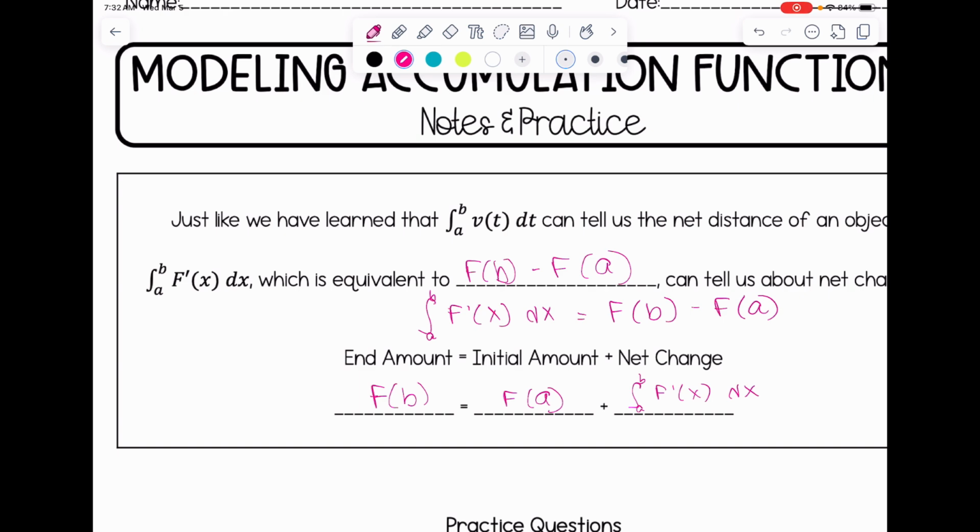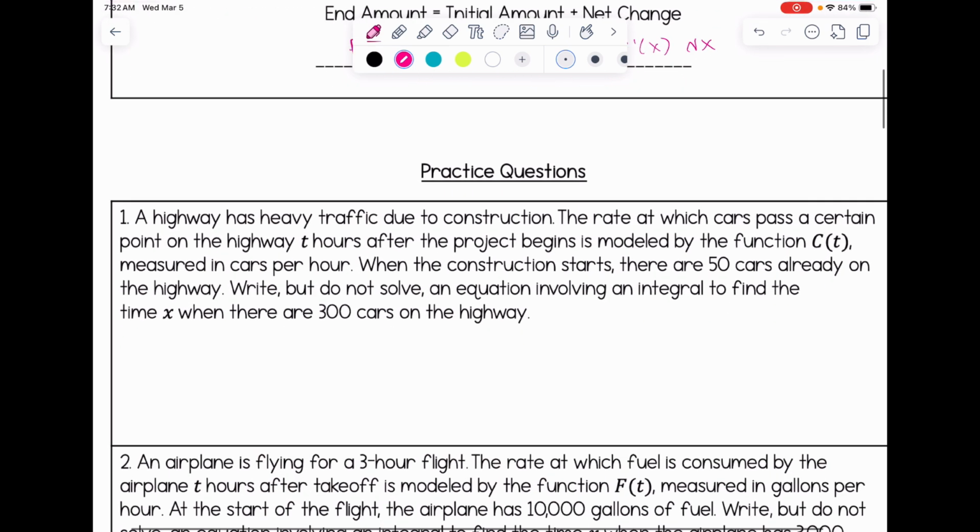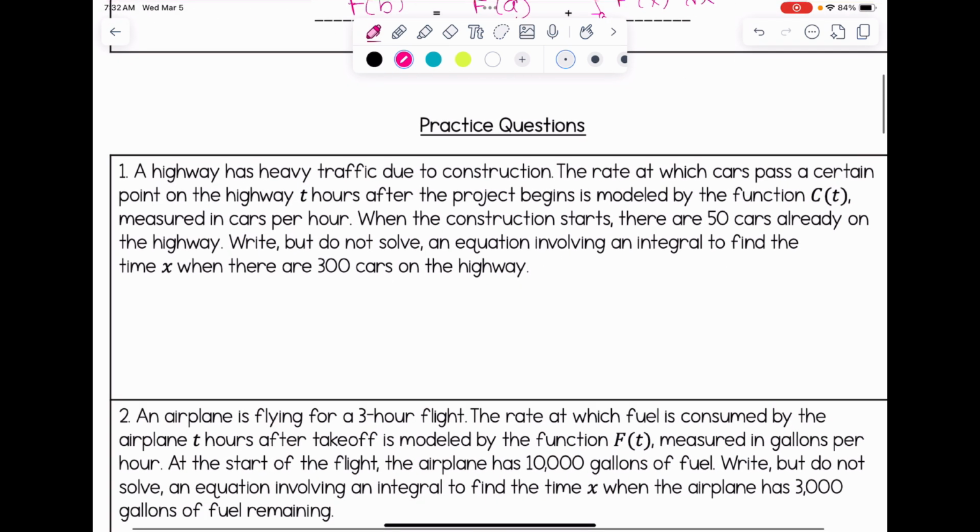So let's practice writing some equations using that idea. Let's take a look at number one. Number one says a highway has heavy traffic due to construction. The rate at which cars pass a certain point on the highway, t hours after the project begins, is modeled by the function c of t, measured in cars per hour. When the construction starts, there are 50 cars already on the highway. As I'm reading, I know that this is basically my initial amount.